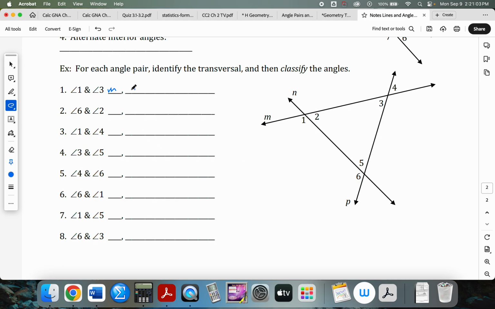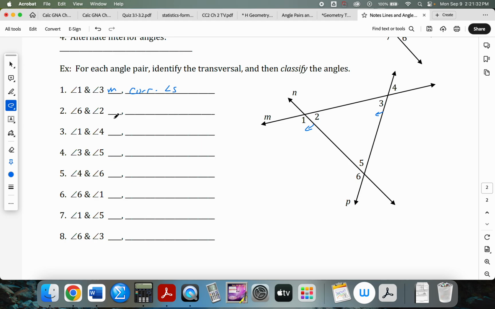Yes, they are corresponding. How did you decide that? Could you be more specific? Like they're both on the bottom. All right, they're both on the bottom and one is exterior. They're both to the left of their respective lines. They're in the same position.